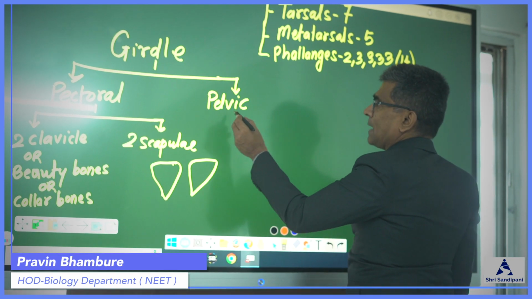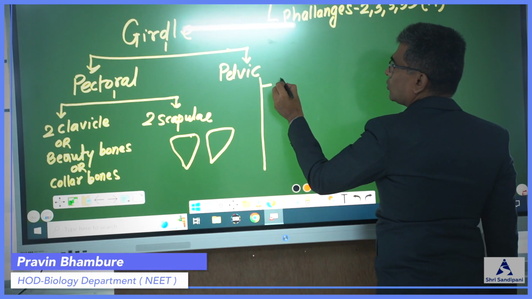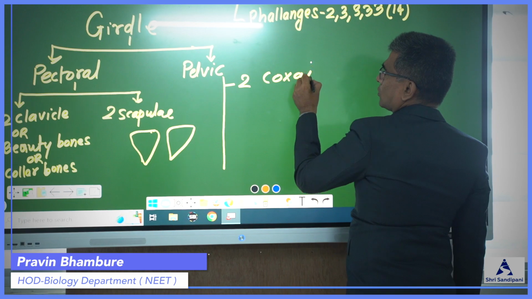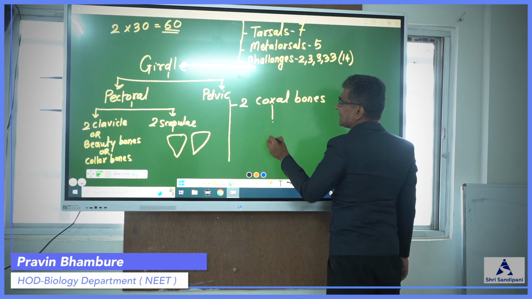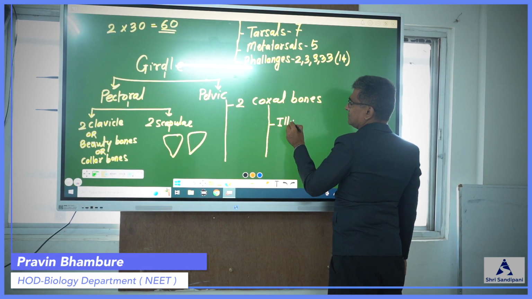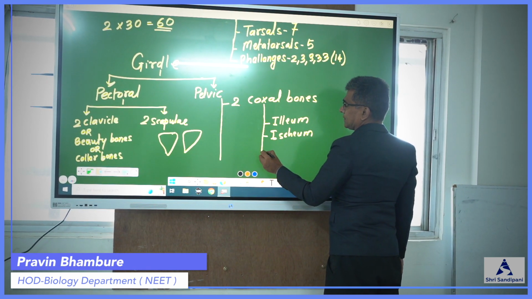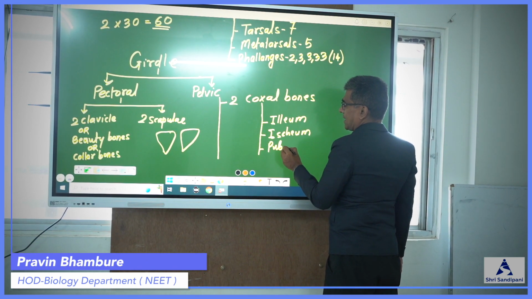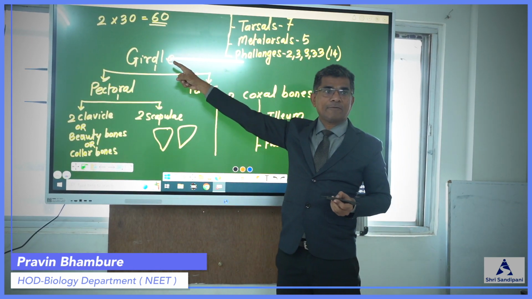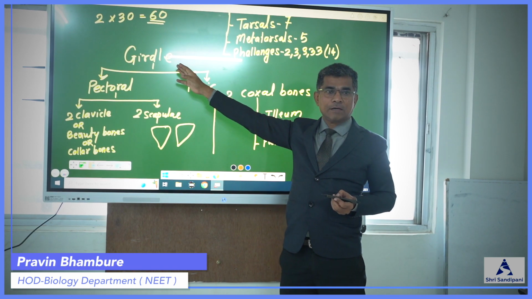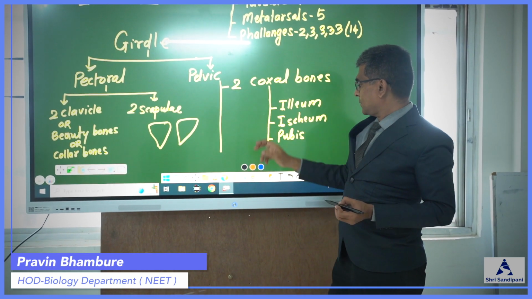Now let us go to the pelvic bone. The pelvic girdle is made up of 2 coxal bones. And each coxal bone, if we look, has 3 small parts: ilium, ischium and pubis. So 2 coxal bones, so 4 plus 2 is 6, and the earlier 120. So we have finished the appendicular skeletal system, which is made up of 126 bones. So is it clear?